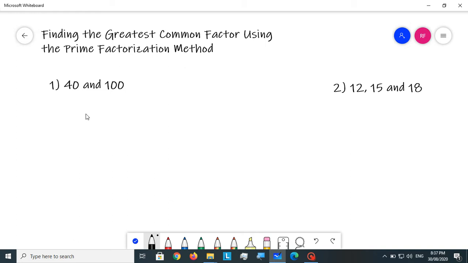You can use any of the methods, factor tree or the continuous division method. So first, let us write here 40. Okay, so let us prime factorize 40 using the factor tree. Remember, if the ones digit of the number is 0, its factor is 10 already. So we have 4 times 10.